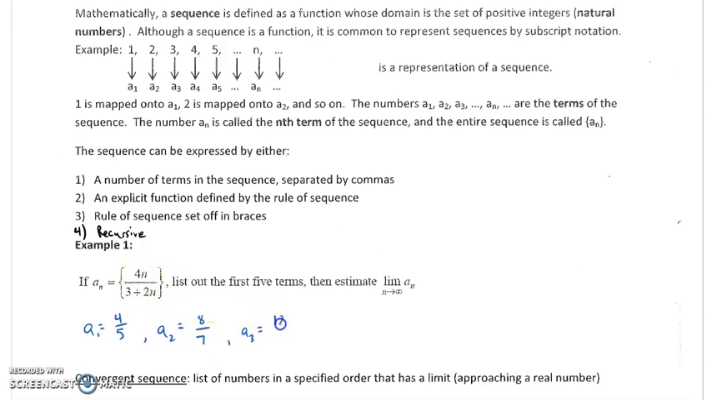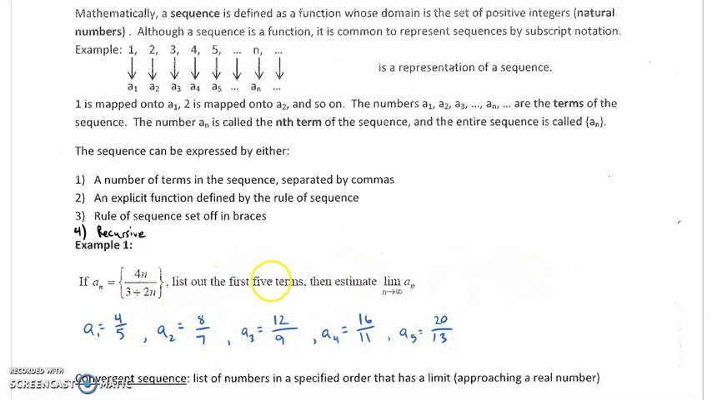So 4 times 3 is 12, and then 3 plus 6 is 9. If you feel like reducing it, go for it. I'm not going to worry about that. A sub 4 is 16 on the top, and 3 plus 8 on the bottom is 11. And you might notice a pattern here, an unsurprising pattern, but the numerator is going up by 4 each time, as you might expect, based on its definition. And the denominator is going up by 2 each time, again, as you might expect, based on its definition.